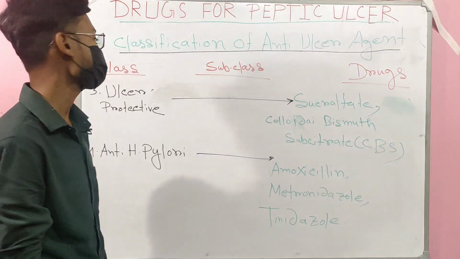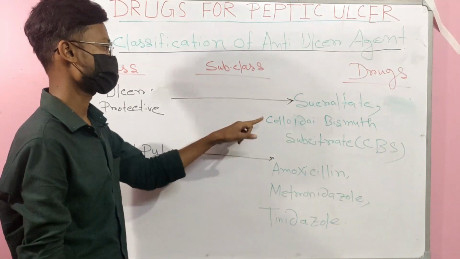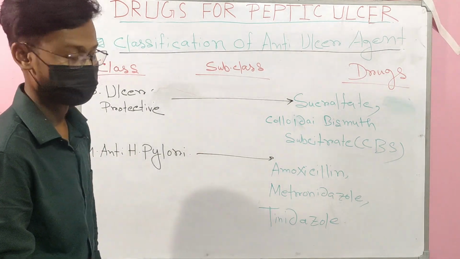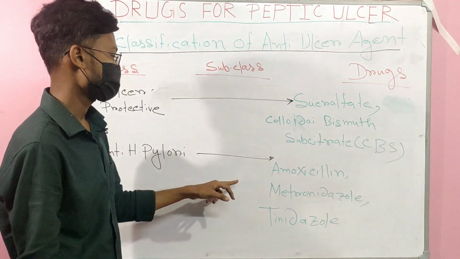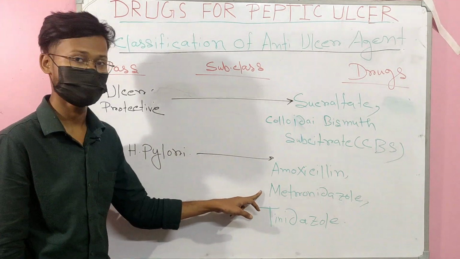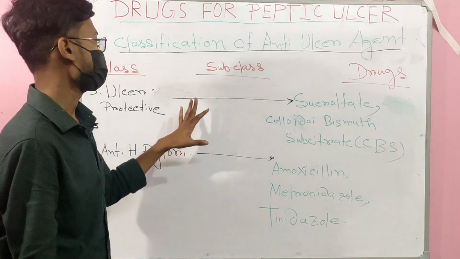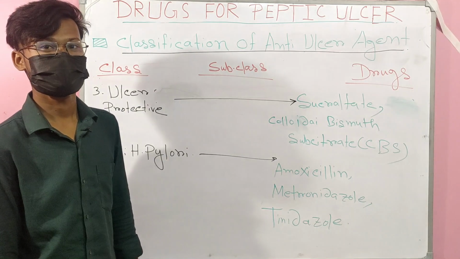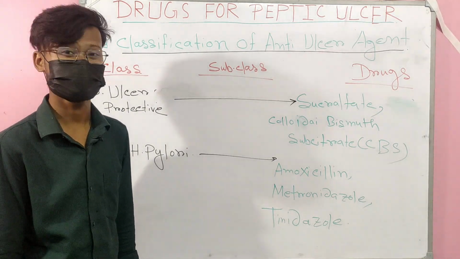Now, the third class is ulcer protective agents, that is sucralfate, CBS, colloidal bismuth subcitrate. Then anti-H. pylori. Example: amoxicillin, metronidazole, tinidazole, etc. These are all the anti-ulcer agents. In our next video, we will discuss the mechanism of action of all the drugs.